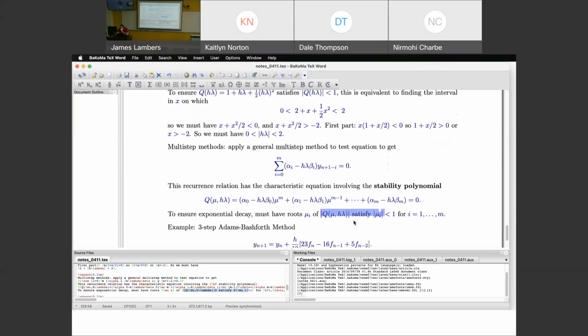So for whatever values of h lambda you specify, you have this polynomial of degree m. You get its roots, mu1, mu2 up to mu-m. Make sure that all the roots have absolute values strictly less than 1. Then the solution of this recurrence relation, the yn, will decay exponentially.